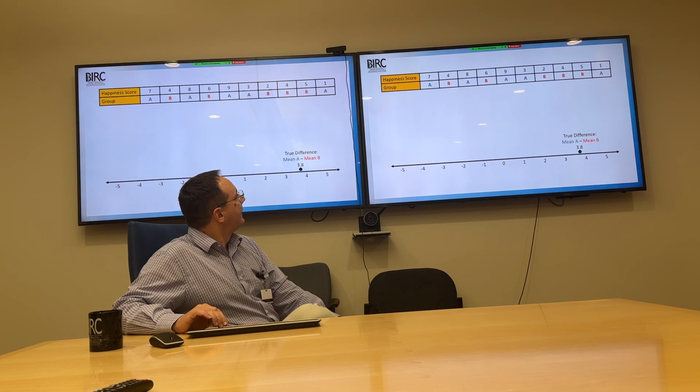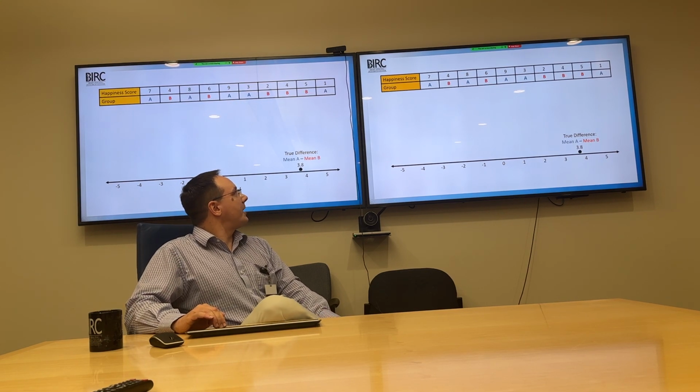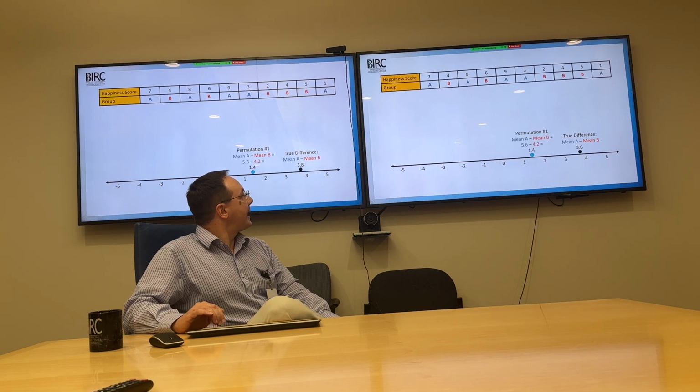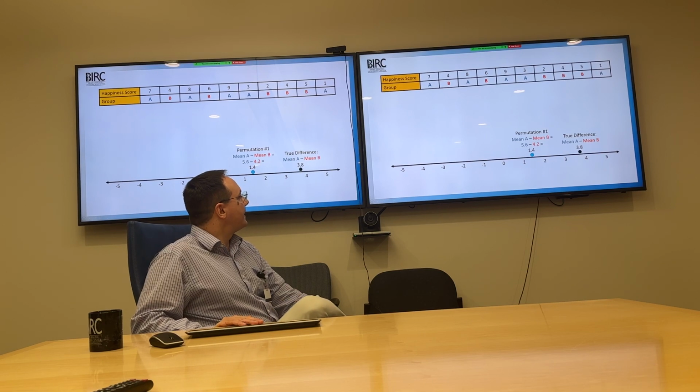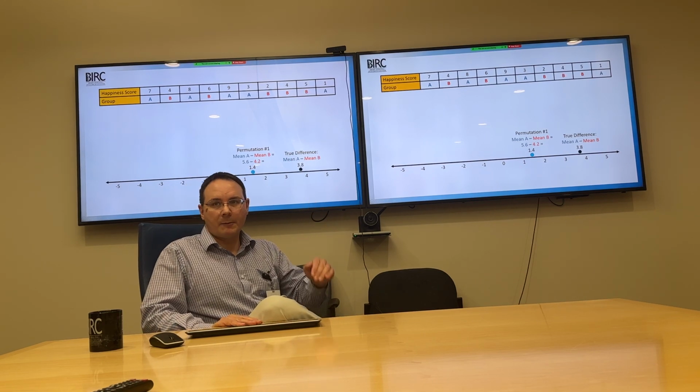There we go. So on this first iteration, I've shuffled group membership. I calculate the new difference of group A versus group B, the difference in means. It's a difference of 1.4. I plot it on my chart.